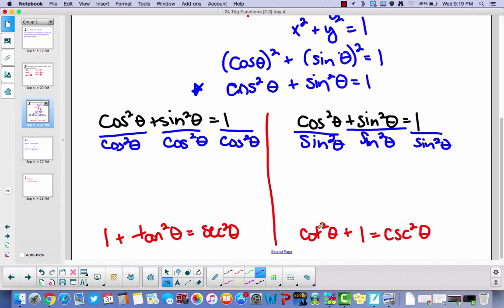Cosine squared over sine squared is cotangent squared. Sine squared over sine squared is 1. 1 over sine squared is cosecant squared.